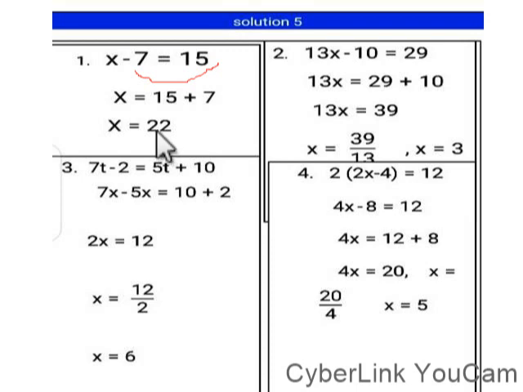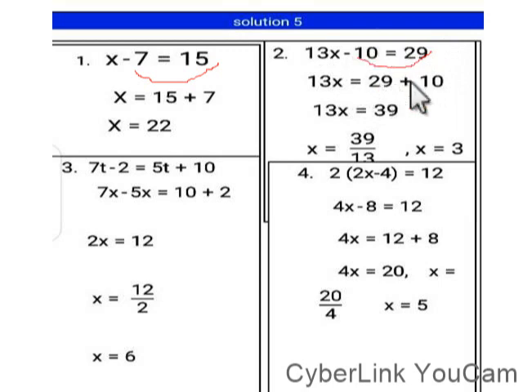22 as our answer. Then number 2, we are still going to do the same thing. We collect like terms. Collecting like terms means that this minus 10 we have to move to the other side where they have a similar term. It is minus 10 here. Remember, when it goes to the other side, it becomes what? Plus 10, just like we have it here. So we now have it as 13x is equal to 29.